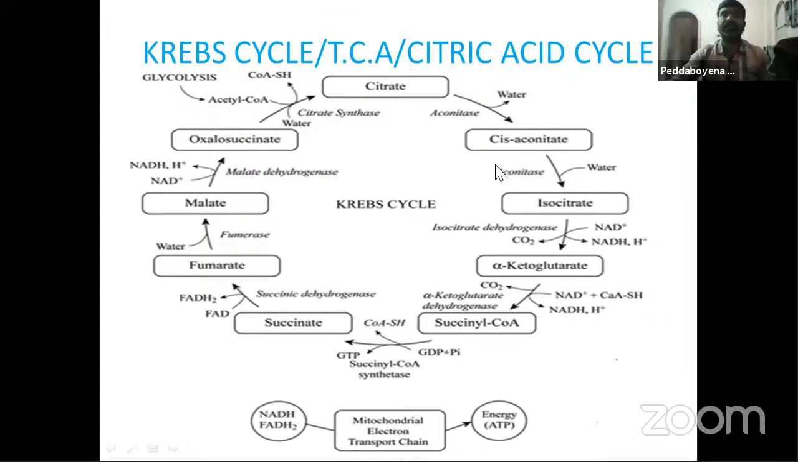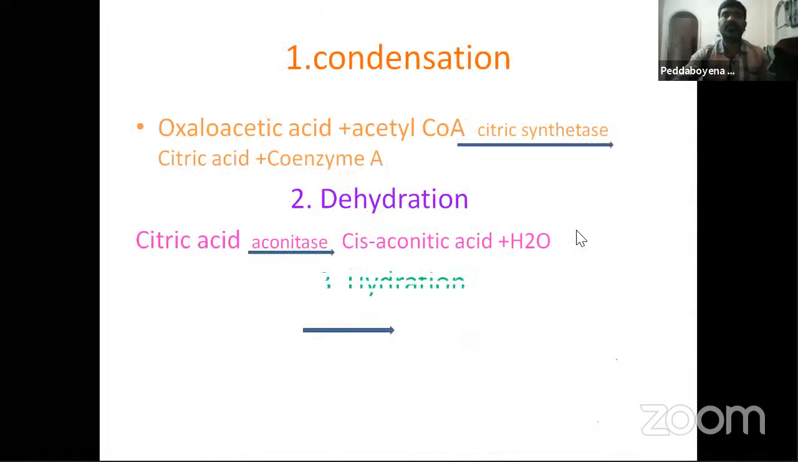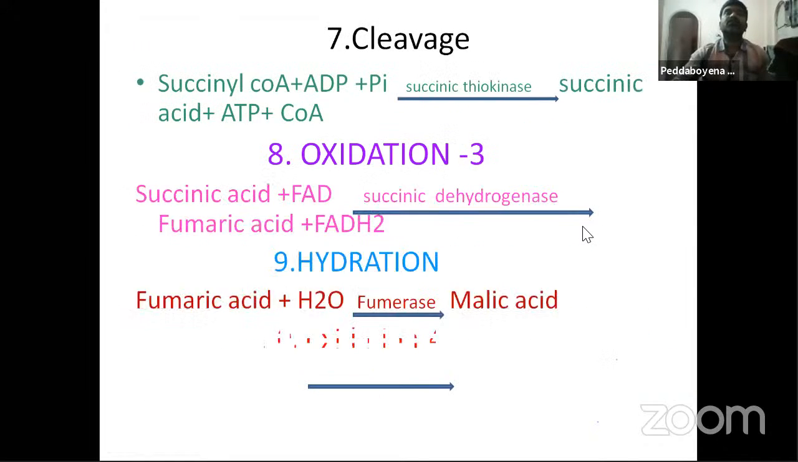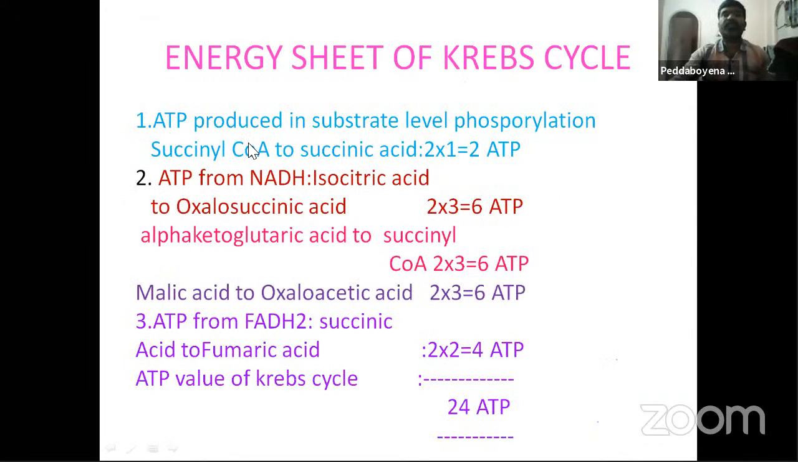So total NAD, how many are oxidations? One, two, and here 3, and FAD is 1. It is also an oxidation process. So here this is substrate level phosphorylation. So remember it. How many are there? 1, 2 and 3. So FAD is also oxidation. So total 4. So here, in the energy sheet observed, ATP is produced by substrate level phosphorylation.